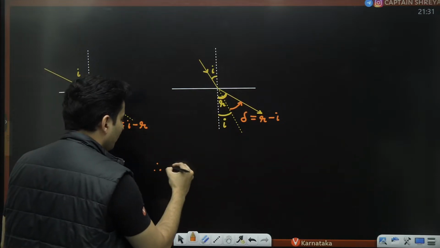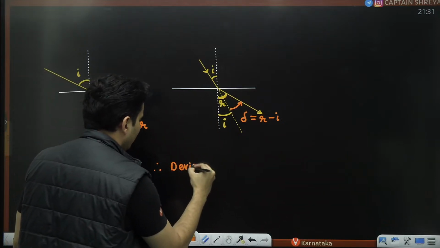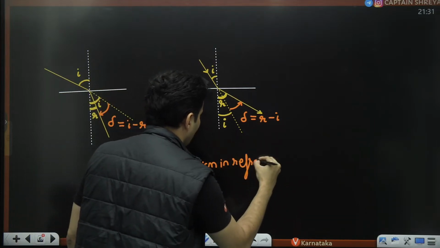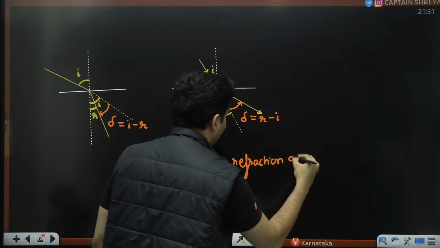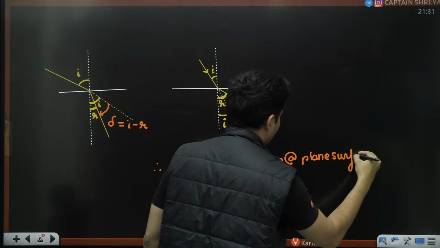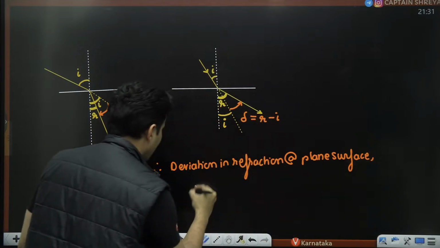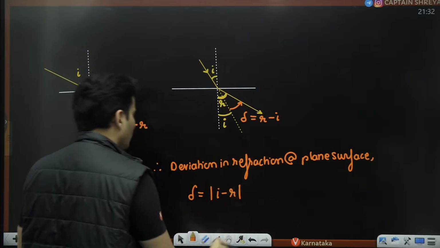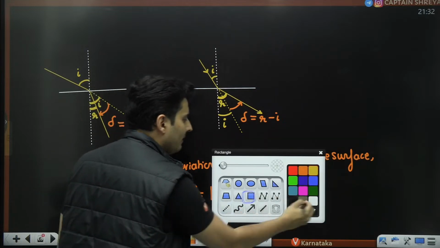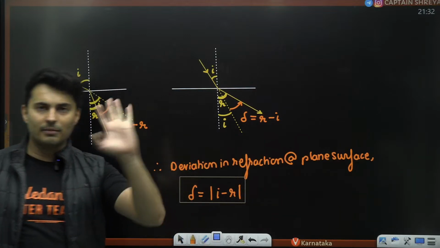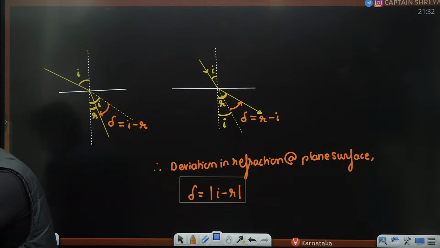Therefore, the deviation in refraction at a plane surface is given by modulus of i minus r. Why modulus? Because I don't know which is going to be bigger. Accordingly, we can choose the bigger minus the smaller one. I hope this is clear.